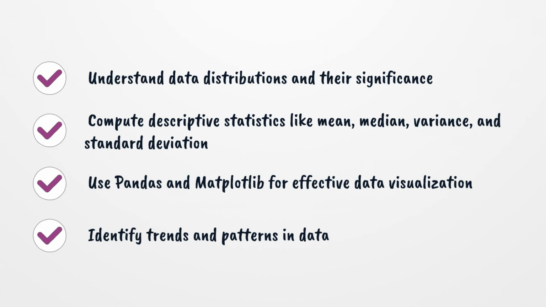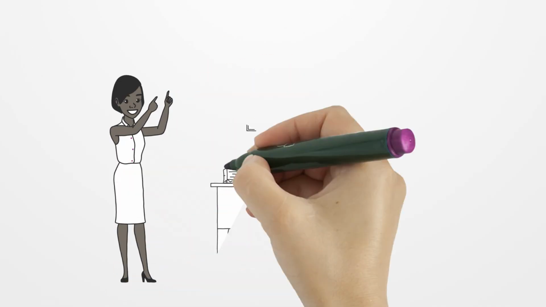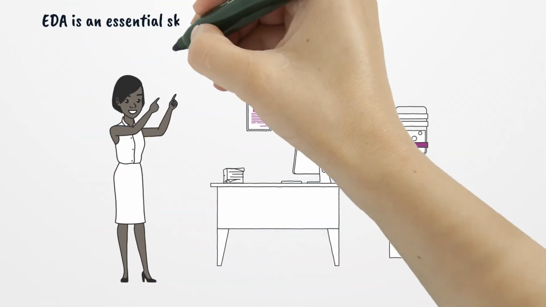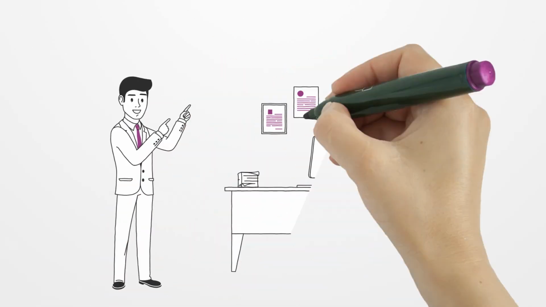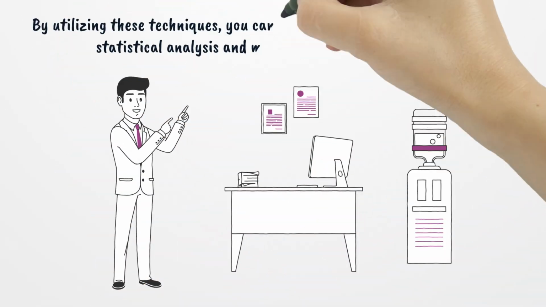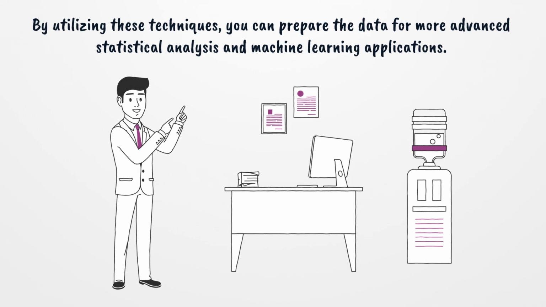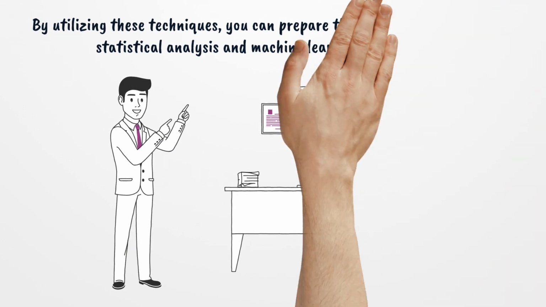We learned to compute descriptive statistics like mean, median, variance, and standard deviation, use Pandas and Matplotlib for effective data visualization, and identify trends and patterns in data. EDA is an essential skill in the data analysis process as it provides deep insights into your data. By utilizing these techniques, you can prepare the data for more advanced statistical analysis and machine learning applications.